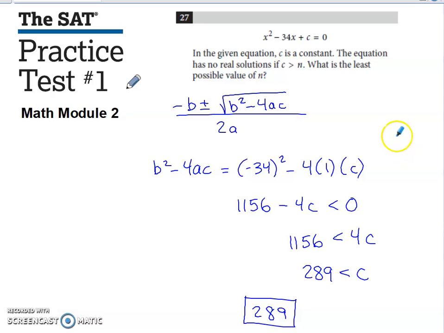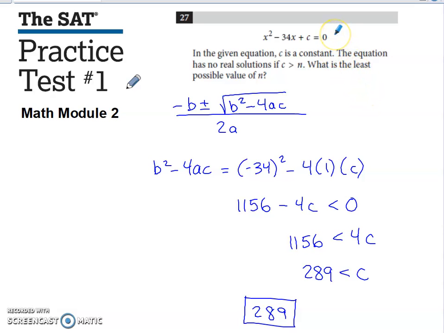So in this practice SAT problem, they give us an equation and they say that in that equation, C is a constant. The equation has no real solutions if C is greater than n. What is the least possible value of n?